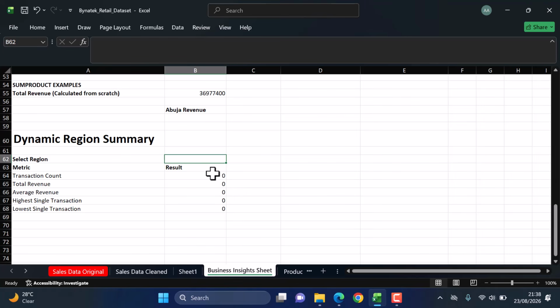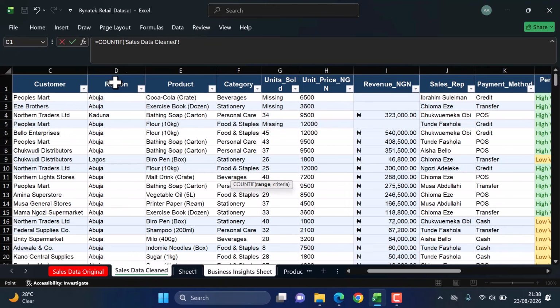So let's look at the first one. We want to see the transaction count, but we don't want it to be fixed since we have different regions. So we want to create formulas that change dynamically when we input something. Normally, if you want to count transactions, you use COUNTIF, and you tell it which column you want to count. Like in our case, the region.